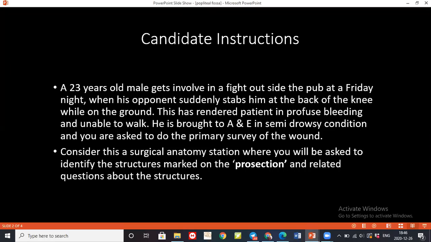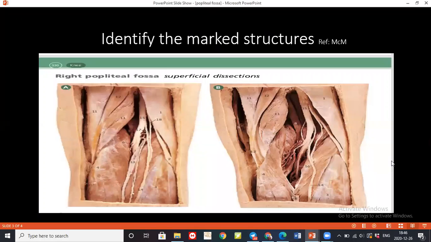Right. If you have read and understood, let's begin. Anatomy station. Can you please help me and identify what you're looking at? This is a right popliteal fossa, posterior view. Okay. Can you please tell me what are the boundaries of the popliteal fossa? How is it formed?